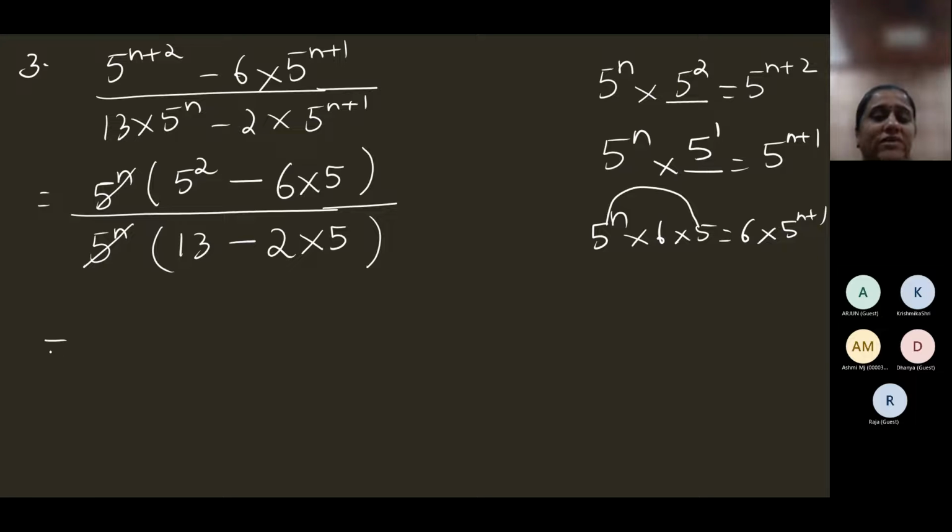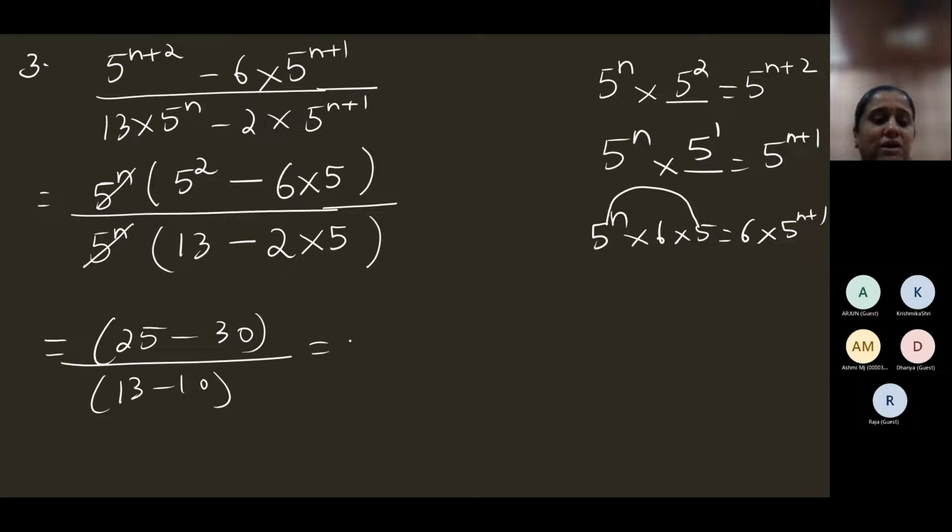Okay, now we'll simplify the expression in the bracket. So you will get 25 minus 6 5s are 30 divided by 13 minus 10. This is nothing but minus 5 by 3. Minus 5 by 3. Take down, children. Please take down the answer. Completed, ma'am. Very good.